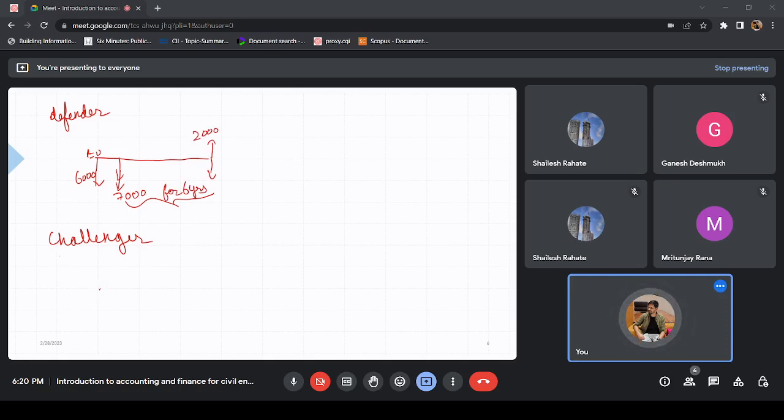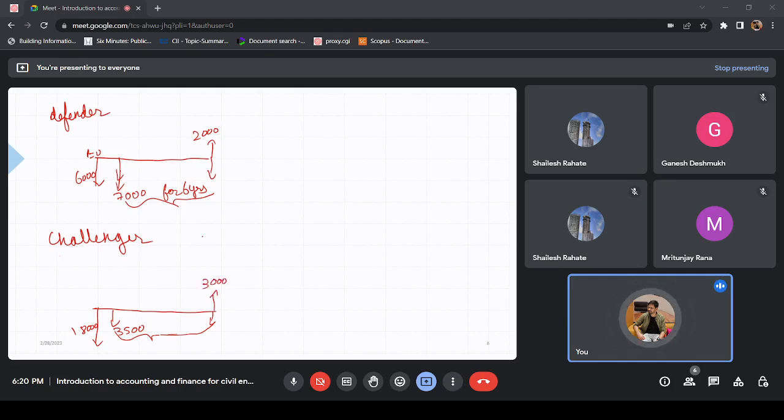Similarly, for the challenger, if you have to draw the cash flow, how would it be? Its cost is given to us as 18,000. The annual operating cost is 3500. And its salvage value is 3000.